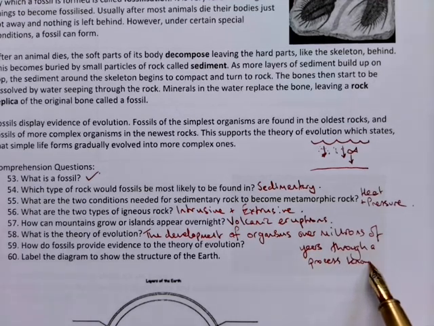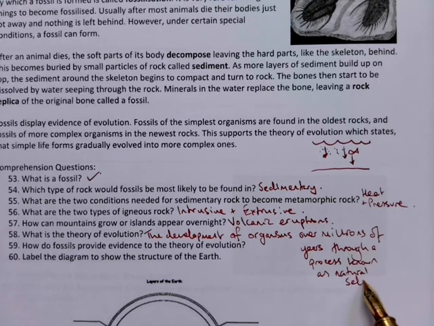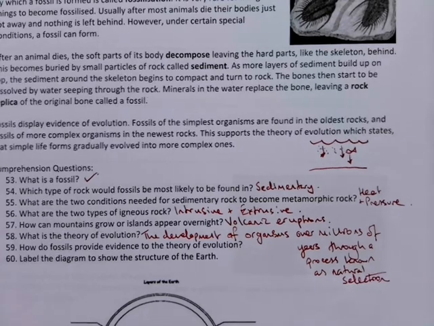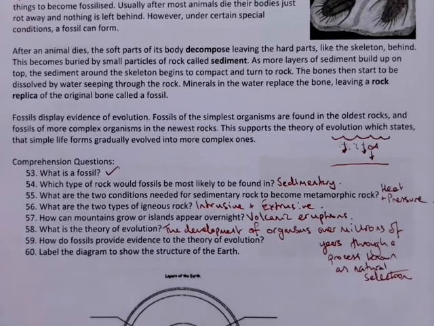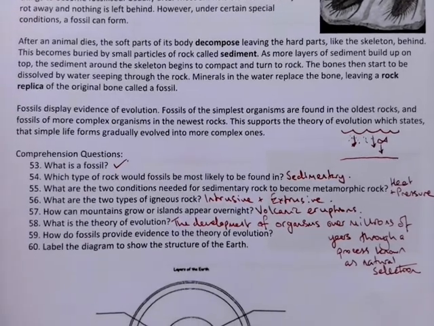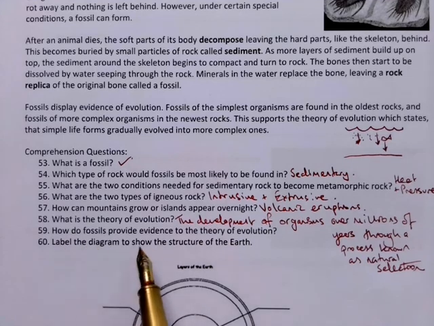This is where I would have one of you put your hand up and you get a merit for saying natural selection. And you all know all about natural selection. The organism best adapted to the environment, you'll remember, is the one that passes their genes on to the next generation. So how do fossils provide evidence for this theory of evolution?